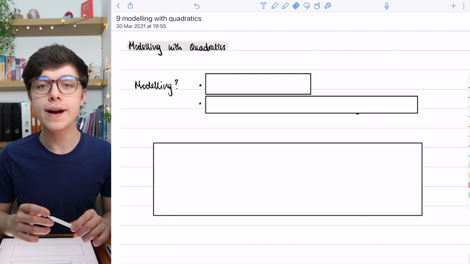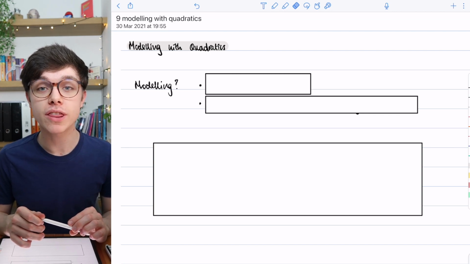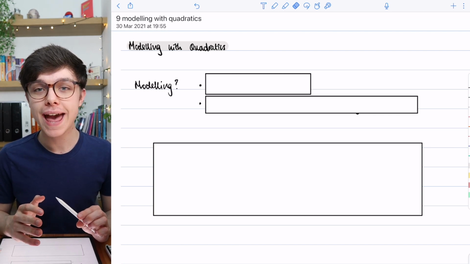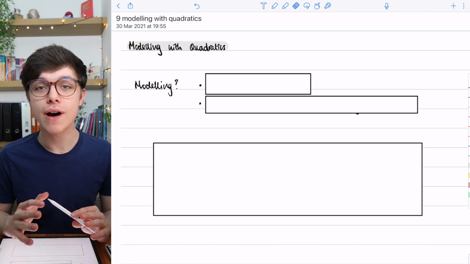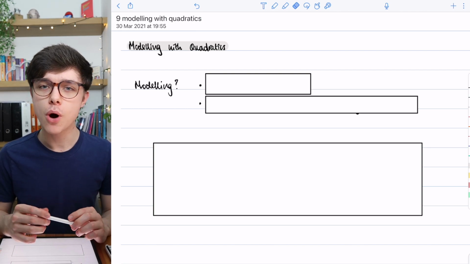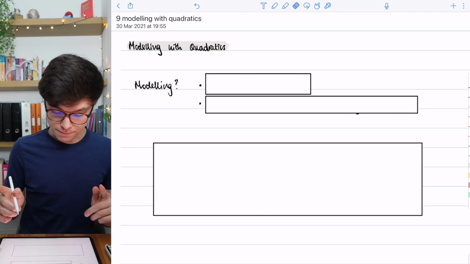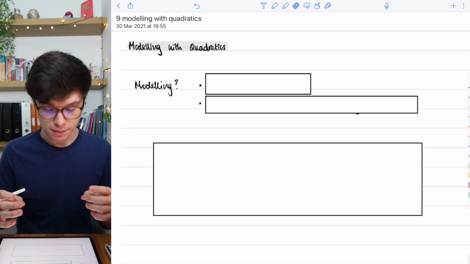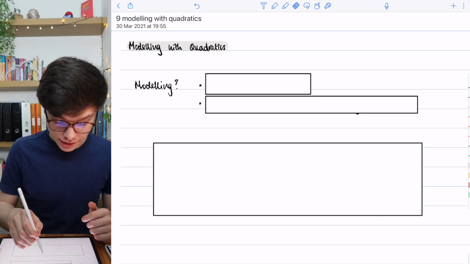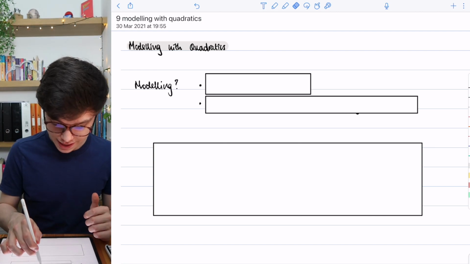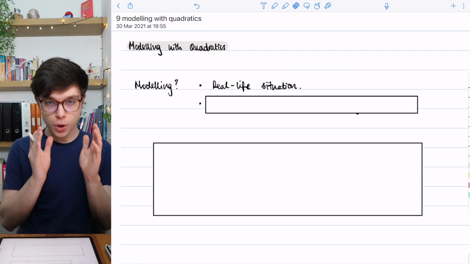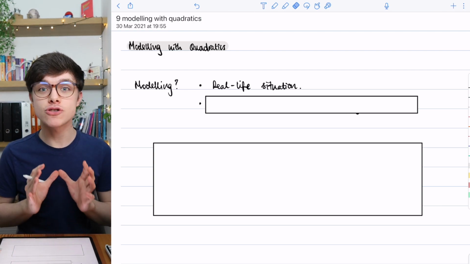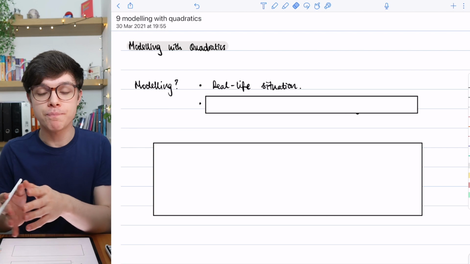In this video we're going to be having a look at modelling with quadratics. Before we get into any examples or any explanations, we need to know, what does modelling actually mean? I've kind of summarised it into two bullet points, if you like. Modelling, and especially with quadratics, is where we take the quadratic and we apply it to a real life situation.